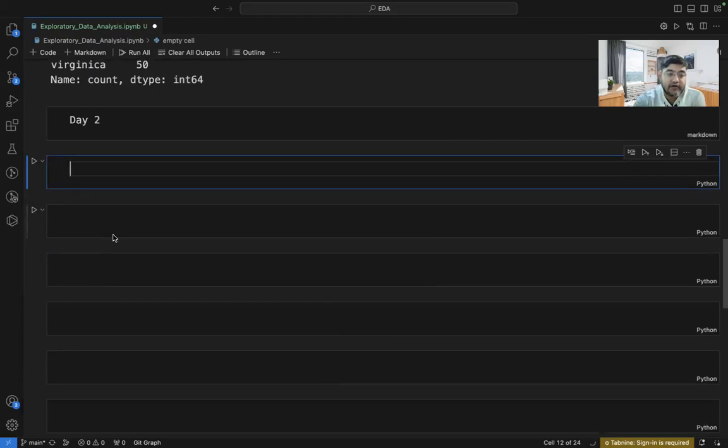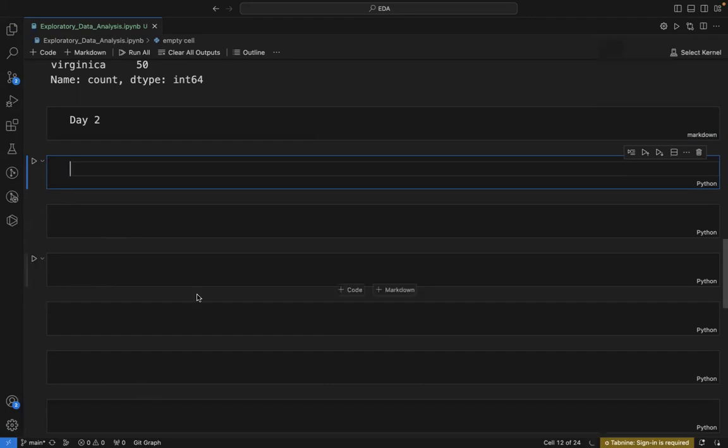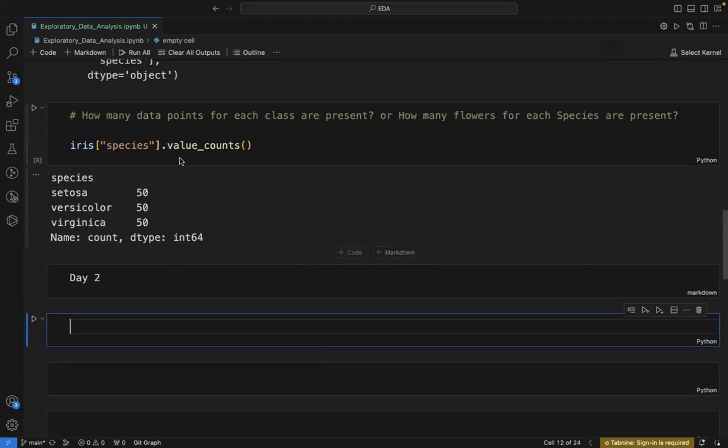So this is clear. Now let's understand what we are going to study today. The last thing that we discussed here was a balanced data set, because Setosa is having 50, Versicolor is having 50, and Virginica is having 50. Equal number of value counts. So today we will first try to understand the imbalanced data set with a few examples.